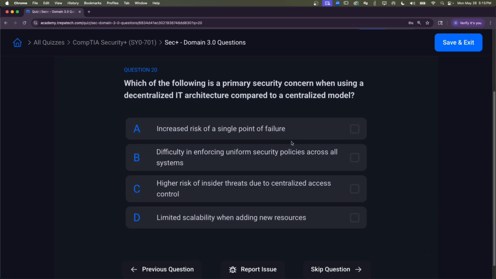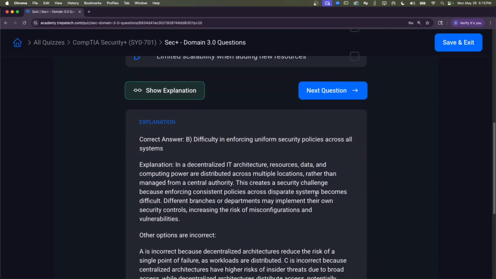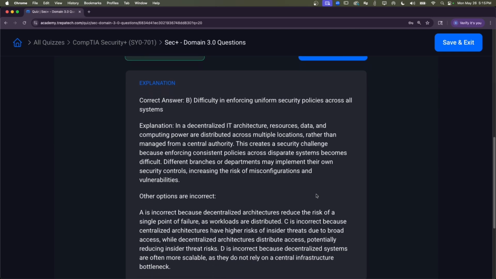Question 20. Which of the following is a primary security concern when using a decentralized IT architecture compared to a centralized model? So decentralized is when you have all these different nodes agreeing with each other versus a centralized architecture, which is a single service or server. So we're going to go with B here. Difficulty in enforcing uniform security policies across all systems. Pause the video if you'd like to read the explanation.